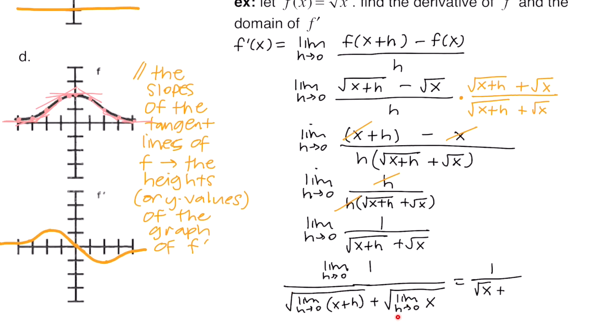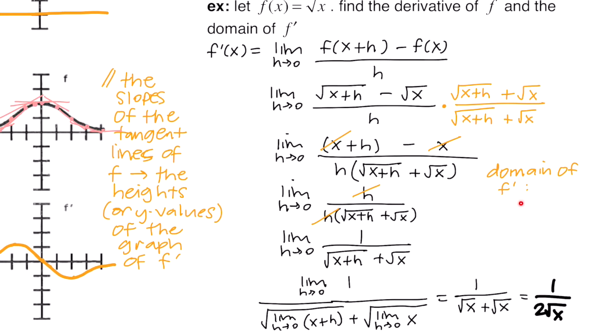So the limit as h goes to 0 of x, since there's no h here to plug 0 in for, you can kind of think of this x as like a constant. So the limit of a constant is just that constant. And then when we combine like terms, you get 1 over 2 square root of x.